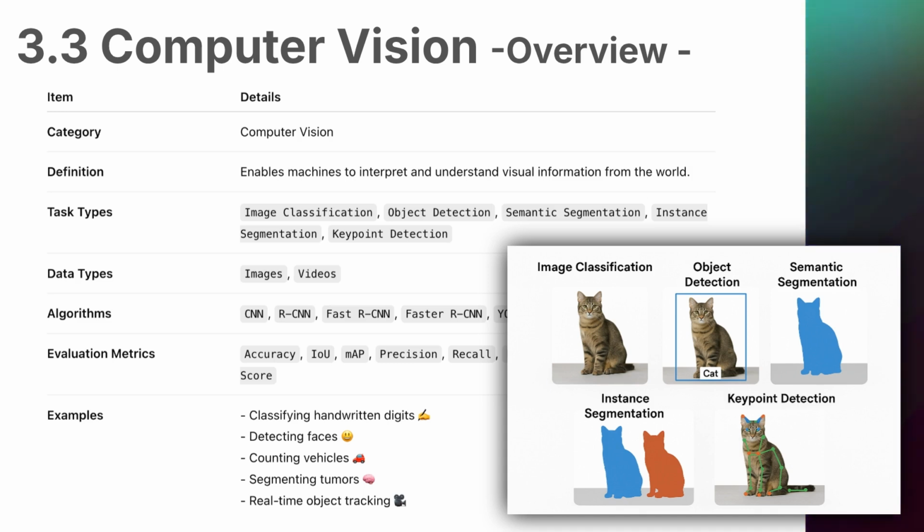Semantic segmentation, classifying each pixel in an image to a category like cat, road, sky. Instance segmentation, it's like semantic segmentation but distinguishing between different instances of the same object class. In this case, it distinguishes between cats of the same class. Key point detection, locating specific points or landmarks in an image like this.